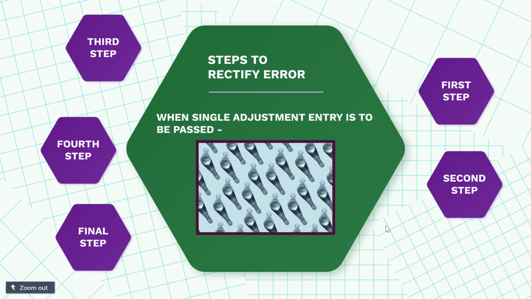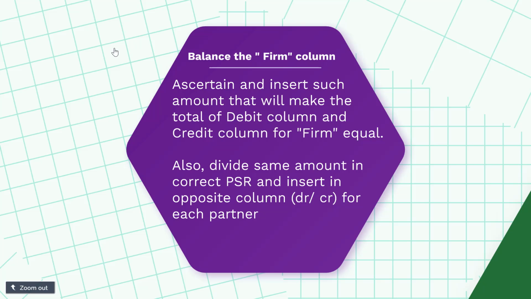The third step. Now in the third step, we need to balance the firm column. That is, we need to ascertain and insert such amount that will make the total of debit column and credit column for firm equal. For example, let's say the total of the debit column of the firm is 3,000 and the total of the credit column of the firm is 5,000. To make the two columns equal, we need to insert rupees 2000 in the debit column of the firm.